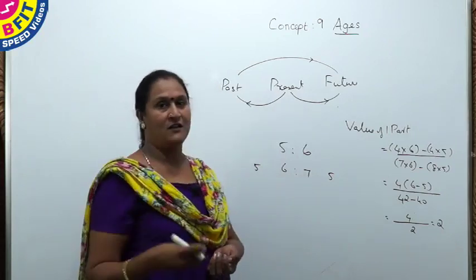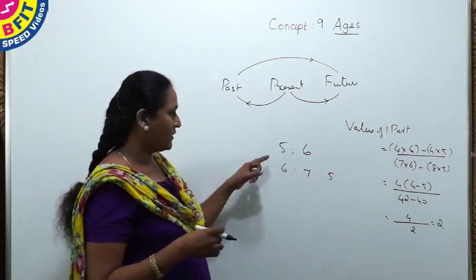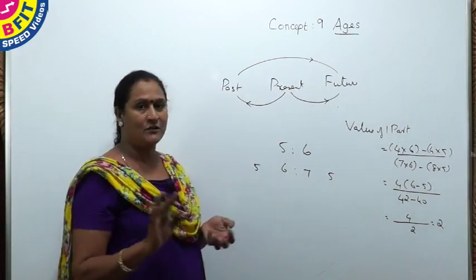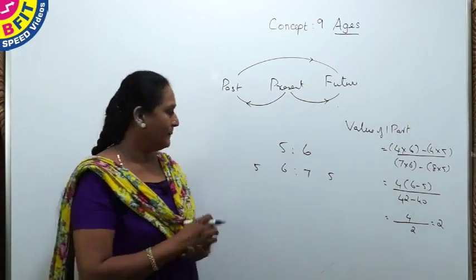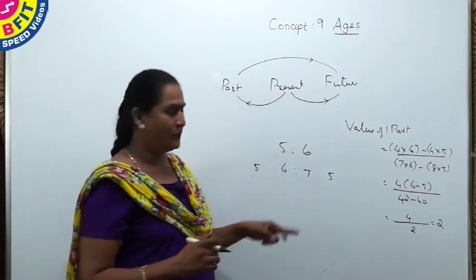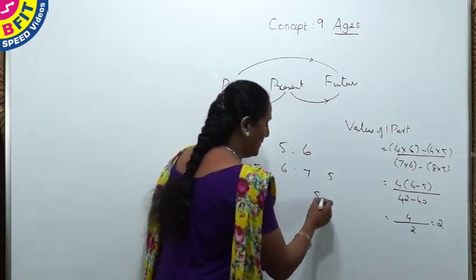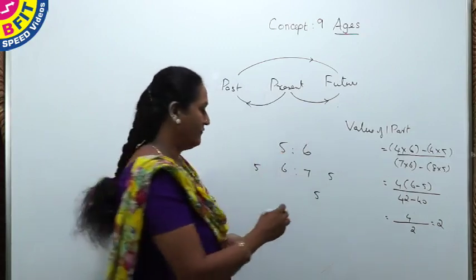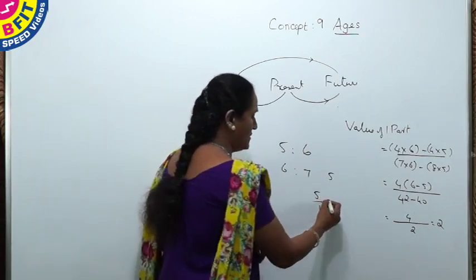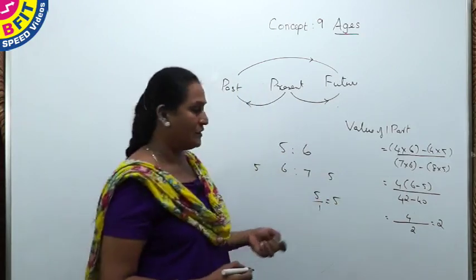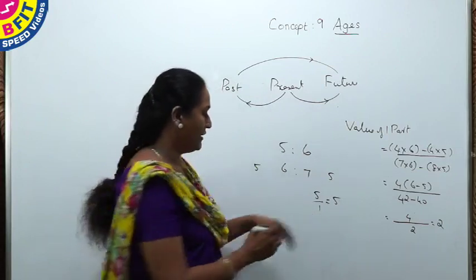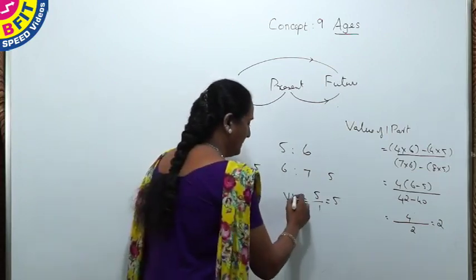So we divided the number of years by 2. Here it is increased, and for an increase also you can have the same working. It is increased by one part for both. So the value of one part will be the number of years itself, 5. So 5 by 1 is equal to 5. So to find the present ages, we get the value of one part as 5.